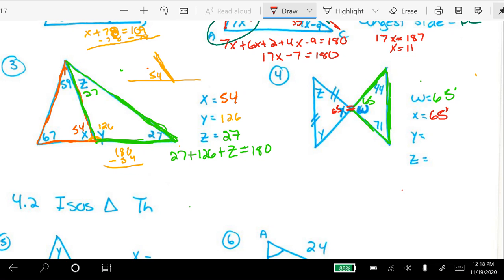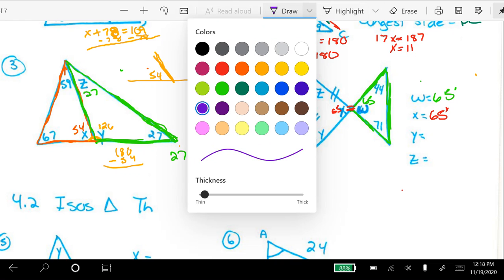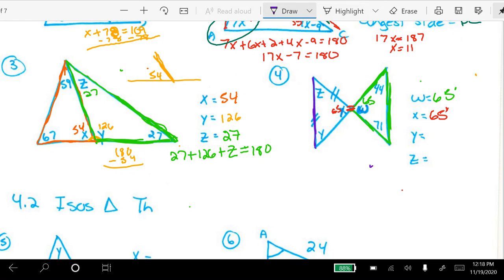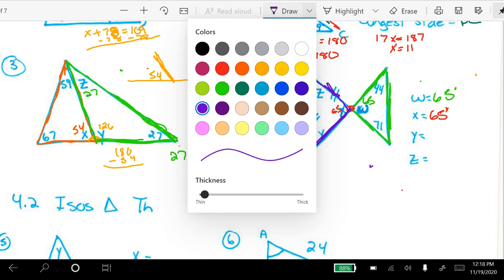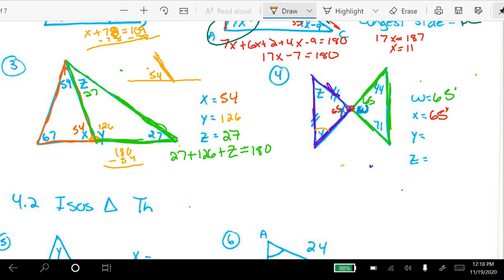Okay, and then I have to acknowledge that this triangle on the other side, let me outline it in a different color here, this purple triangle is isosceles. And in this purple triangle, because it's isosceles, I know that my base angles are congruent. So I know that these angles here, angles y and x, are congruent because they're base angles of this isosceles triangle. So that means y is also 65.